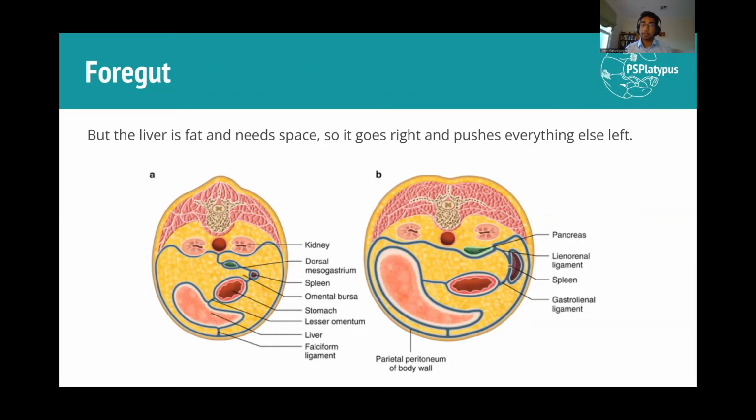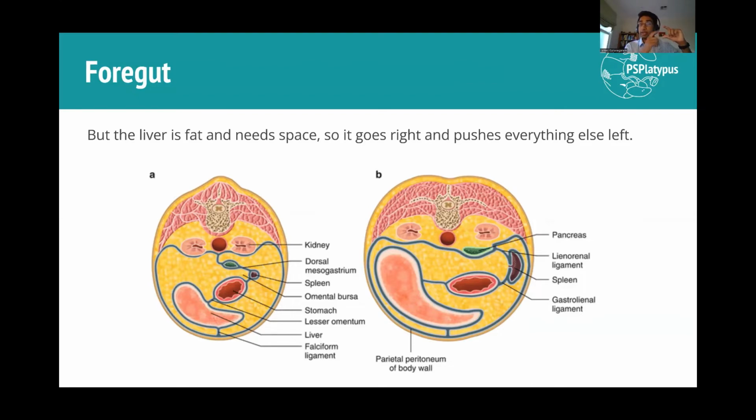Okay, so your stomach still stays kind of in the middle, but it is now going to be tilted. It's going to point right, because if you think of it like a kidney bean, the smaller side of it, the C-shaped side, is going to be pointing at the liver, and because the liver goes right, that has to point right towards the liver. The bigger side of it then points left, okay?